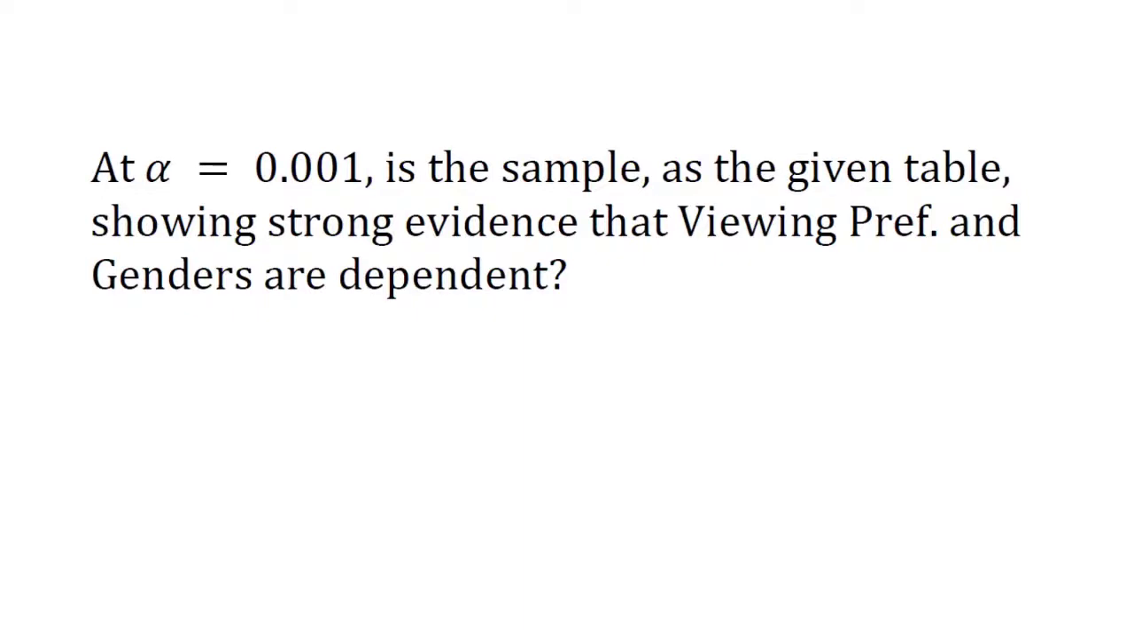Allow me to get started reading the wording of our question here. At significance level, recall for yourself that alpha here means significance level. So at significance level alpha equals 0.001, is the sample, apparently the given table that we have been investigating, showing strong evidence that the viewing preference and genders are dependent?